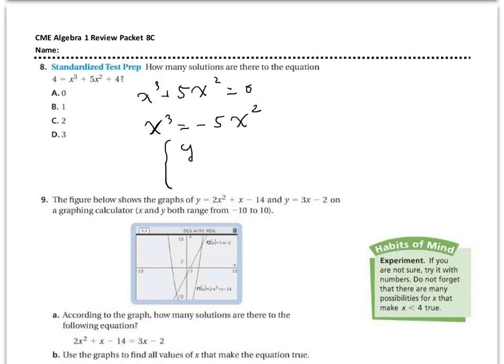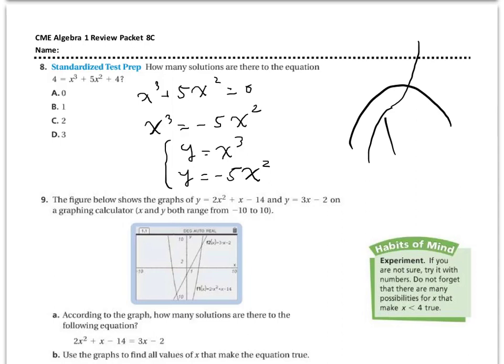And we can put it into two equations, which is y equals x to the third, which is like this graph. No, that's not true. It will be like this graph. No, it's not. Sorry about that. Like this kind of graph, and then also you have y equals negative 5x to the second power, which is the parabola like this, or maybe this. So how many solutions would that be?